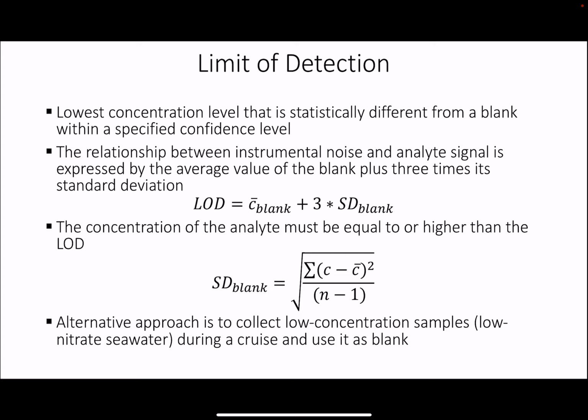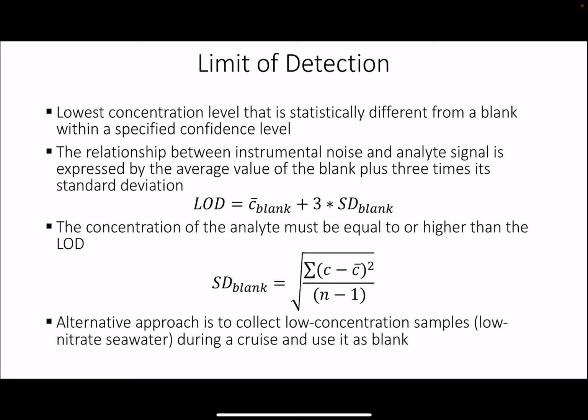So the limit of detection is the lowest concentration level that is statistically different from a blank within a specified confidence level. So this limit of detection issue has to do with whether or not you can actually measure something. So sometimes a species is so low in concentration in the ocean that you actually can't measure it using a given method. And so when you're selecting a method, you need to have some sense of what concentration range you're expecting so that you know if it's possible to make the measurement. And you can determine this on whatever instrument you're measuring. And it has to do with the relationship between the instrumental noise, so however much background it has, and how large the analyte signal is.